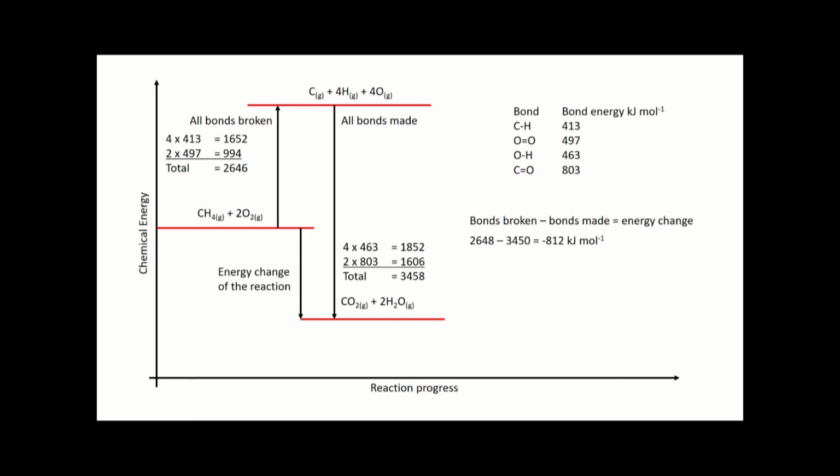Now, at GCSE, if you miss off the minus, it doesn't actually matter. All the examiner really wants to know is that you understand that it's the difference between them. But the proper way of doing it is to show it's exothermic by putting a minus sign on the front of it, because the chemical energy is going down.